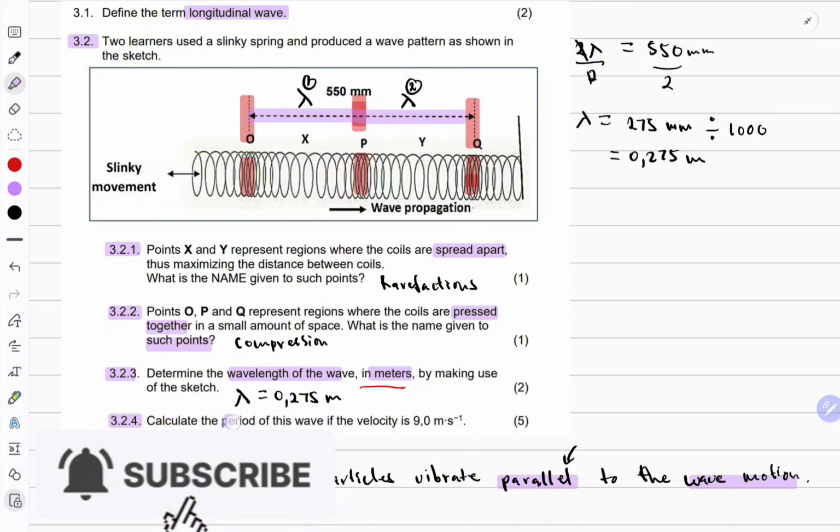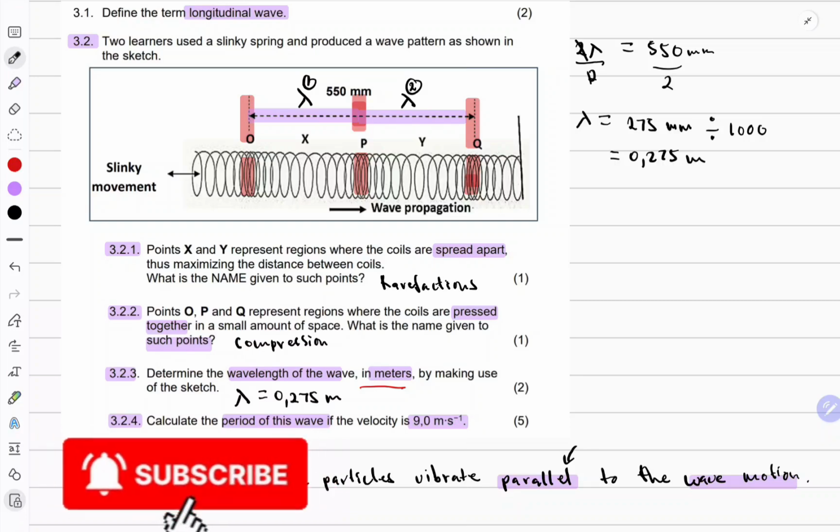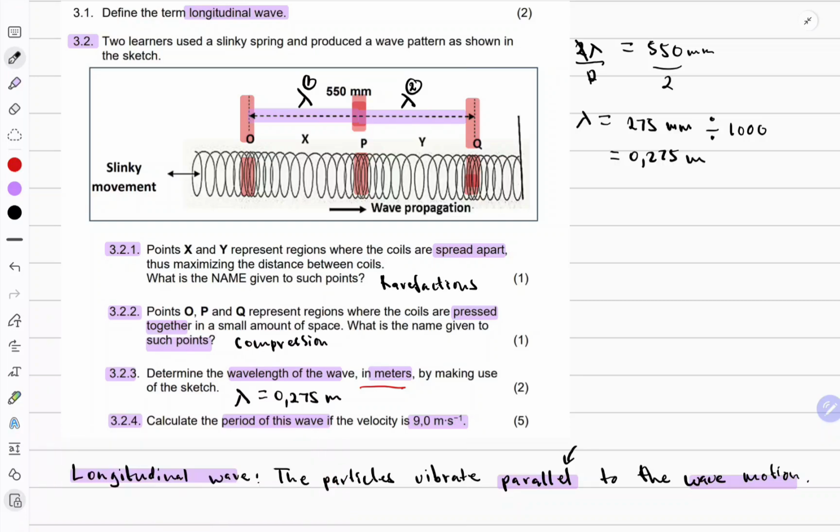And the last question says, calculate the period of the wave if the velocity is 9 meters per second. So let's list all the information we have and all the information we don't have. So period is something we don't have, it's what we're looking for. And then the velocity is given to us as 9 meters per second. We also have the wavelength, which we just found to be 0.275 meters.